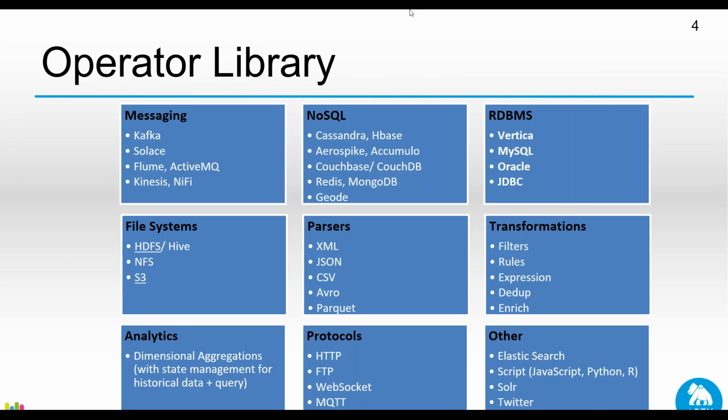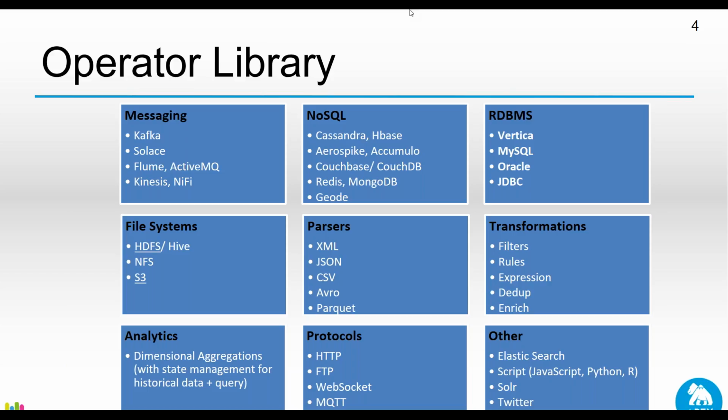Now, this is the operator library, which is the Malhar library. These are all open source operators, basically single-threaded Java programming operators. So for different kinds of data sources, it could be a messaging system like Kafka, NoSQL stores like Cassandra, HBase, any kind of file system, HDFS or NFS, any kind of parser that you could think of, XML, JSON, CSV, or basic transformations that you could think of, filters, applying rules for expressions.